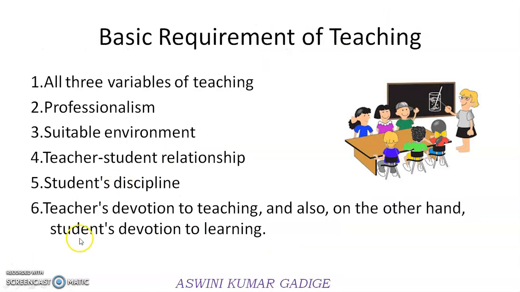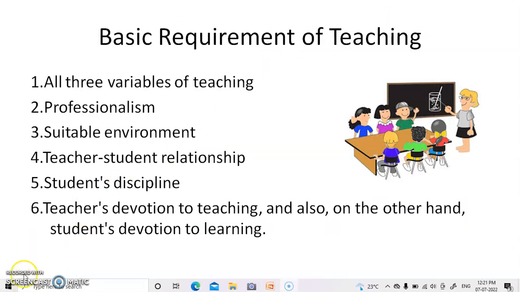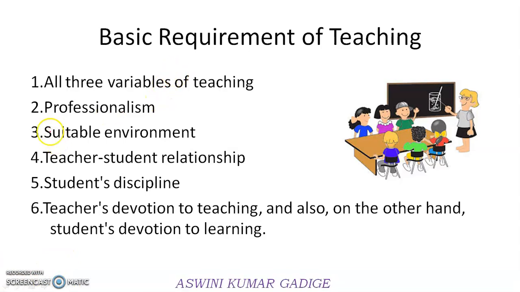Next, coming to the basic requirements of teaching. So in this basic requirement, there are different types I kept here. All three variables: professionalism, suitable environment, teacher-student relationship, students' discipline. And the teacher has to be devoted to the teaching. In the same way, the student also must be devoted to the learning. Fine, so let's explain these individual points here. The first one is all three variables of the teaching.